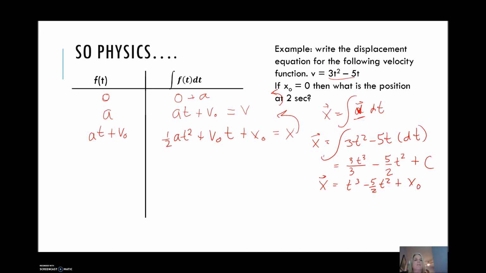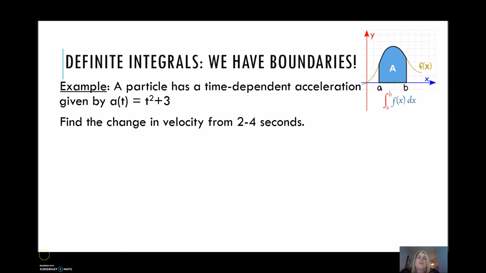So we want to find out what the position is at 2 seconds. We're just going to plug in 2 cubed minus 5/2 times 2 squared, and our initial condition was 0. This happens to be minus 2 meters, because that's 8, and that's 10, so negative 2 meters. So we have our position from our velocity equation. All right, so that's called an indefinite integral. That's why we have to add that c, that initial condition, that constant.